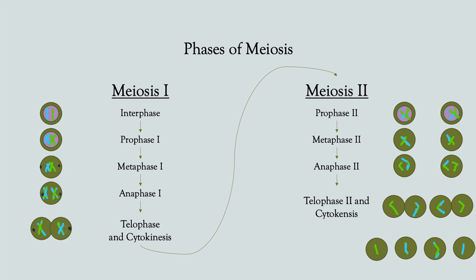So here's what to remember. Meiosis I is the first phase of division. Meiosis II is the second phase. This process results in gametes for sexual reproduction and increases genetic diversity in sexually reproducing organisms.